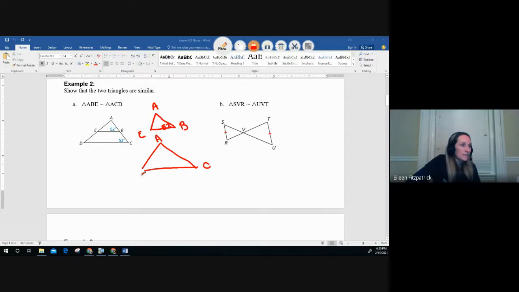A, C, D, and I have a 52-degree angle there. Okay, so are the two triangles similar? I have this angle is congruent to this. Anything else? Wasn't angle A congruent to itself, reflexive property? Right? So I could say angle A is congruent to angle A, reflexive.